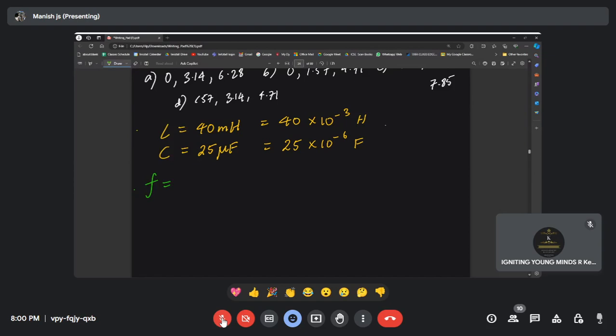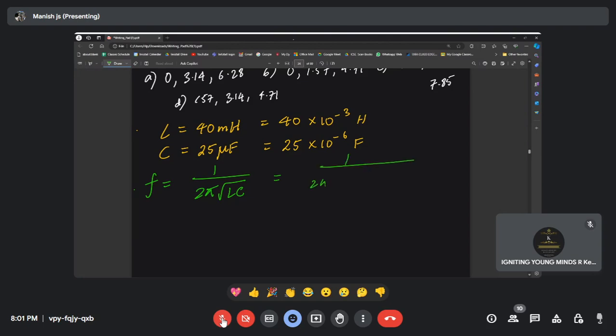Frequency for LC circuits is given by 1 upon 2 pi under root LC. So this is the formula we need to use to find the frequency. You use this and you will calculate the frequency. Once you have frequency, you can calculate time period, isn't it? So what is the value for this? If you go for simplification, you can keep the answer in terms of pi itself, and multiply the pi if needed.